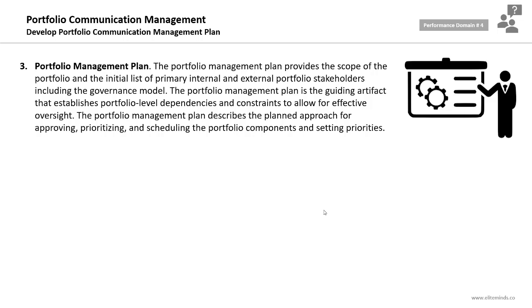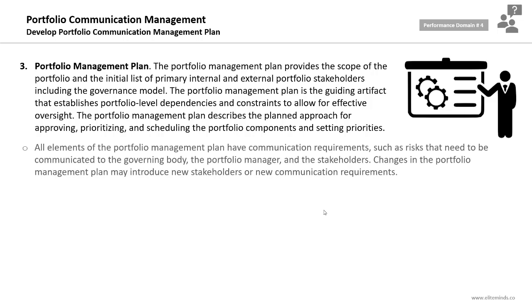So the sections of the portfolio management plan, like the list of stakeholders, the governance model, the portfolio oversight, all these sections are important to consider while you are planning for communication. All elements of the portfolio management plan have communication requirements, such as the risks that need to be communicated to the governing body, the portfolio manager, and the stakeholders. Changes in the portfolio management plan may introduce new stakeholders or new communication requirements. So you need always to revisit the list of stakeholders in the portfolio management plan to determine if there are any new stakeholders, as this will trigger the need of conducting stakeholder analysis and determining the stakeholders' communication requirements.